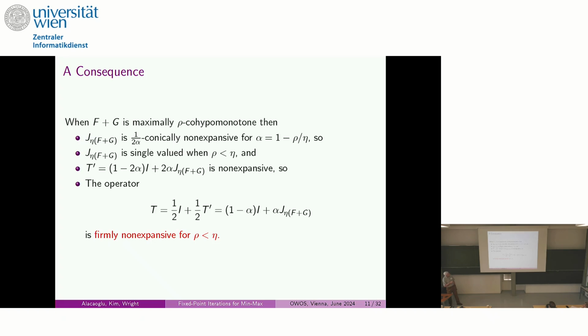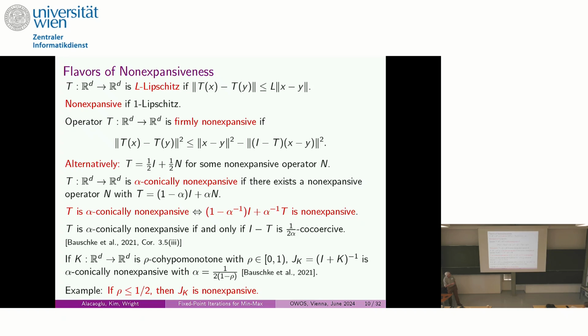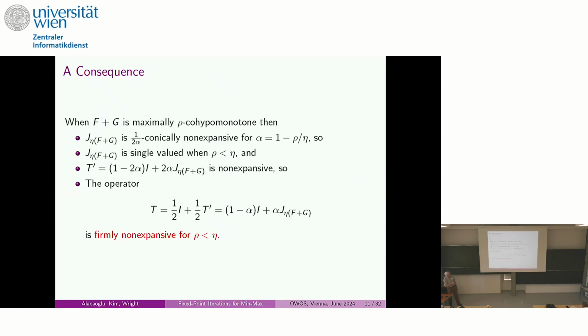And that means that this resolvent is single valued, provided that rho is less than eta, which means that alpha is between 0 and 1, okay? And that means that this operator is non-expansive, and that just comes from applying one of those properties, I forget which. Anyway, that's non-expansive. And then using the definition of this operator T, if T prime is non-expansive, then this operator is firmly non-expansive, okay?